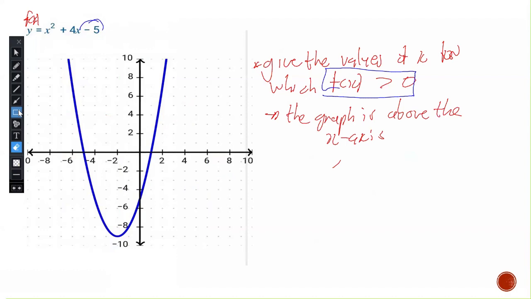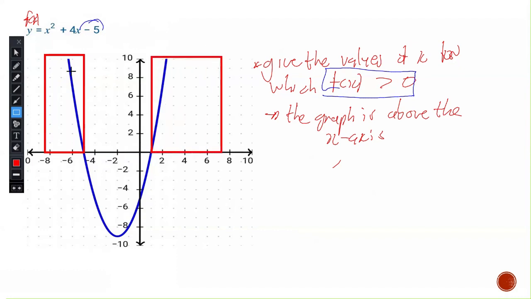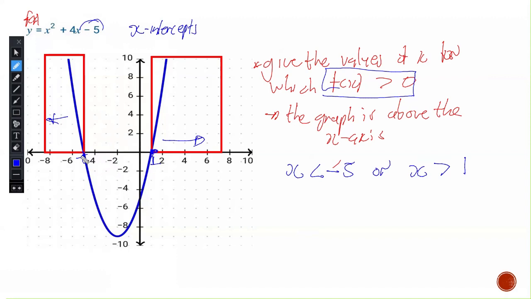So let's do it like this. If you check here, we can see that the graph is above the x-axis at this point here, and then also above the x-axis just like this here. So for values where it is above the x-axis, we'll say it's when x is less than -5, going in that direction, or starting from this value here, which is +1, going in that direction, or when x is greater than 1. So when we answer questions like this, where f of x is greater than 0, we have to base it on the x-intercepts. So our reference here becomes the x-intercepts, right?